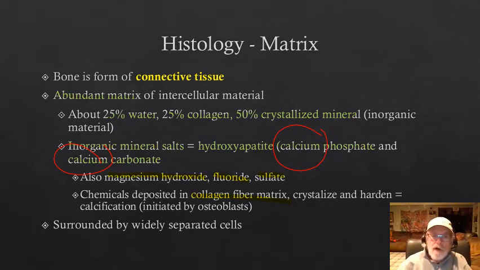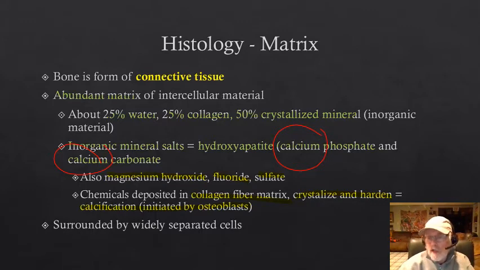Okay, so for the crystals to deposit in bone, they need a collagen fiber matrix. If they don't have that, it won't happen. They need that collagen fiber matrix to be able to crystallize and harden on the bone. Okay, and basically that's what we call, again, calcification.